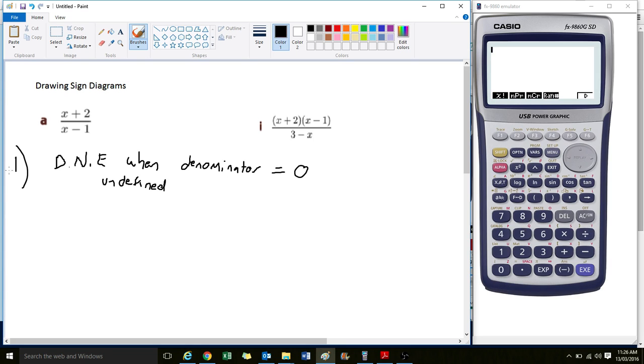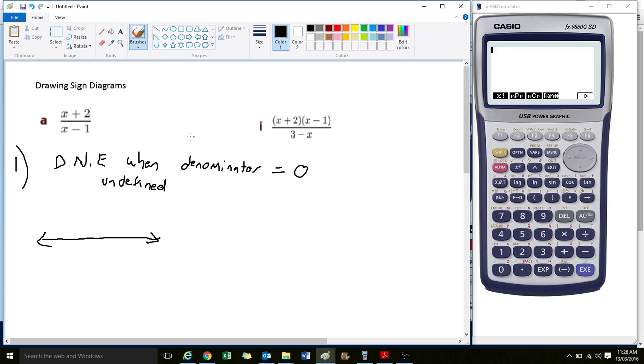So straight away we're saying that both of these functions are going to be undefined when their denominator is equal to 0. For a sign diagram, we just draw an arrow across like this, and we're trying to illustrate where the roots of this equation are and where any possible asymptotes might be. When the function is undefined, there is an asymptote at this point.